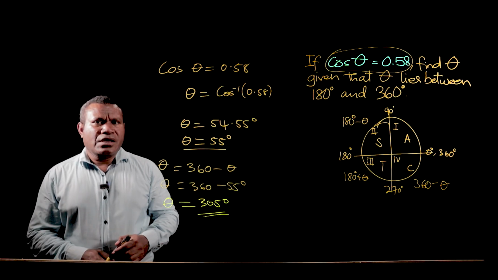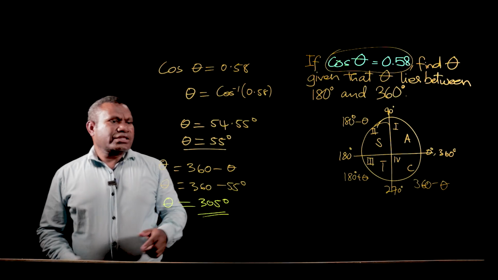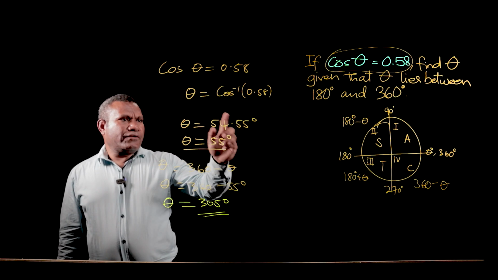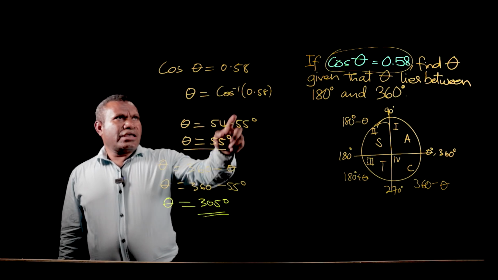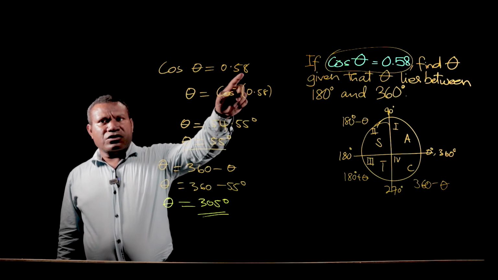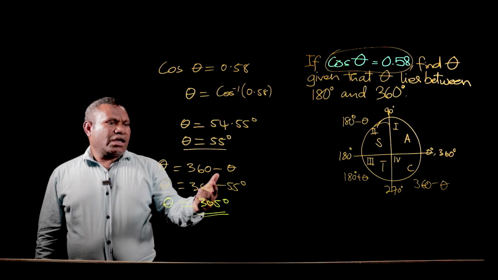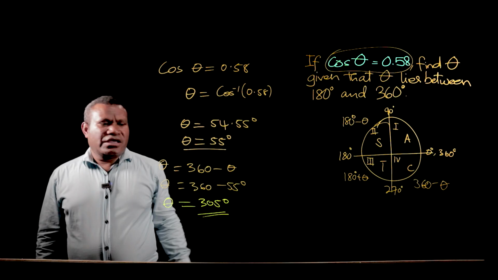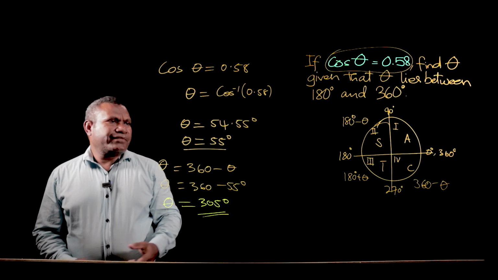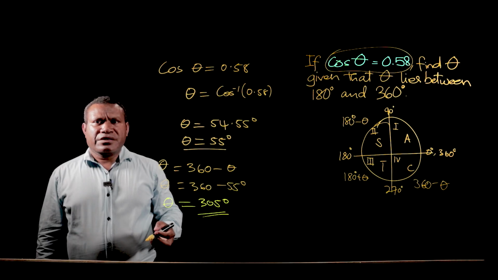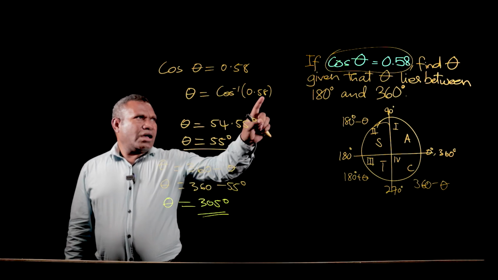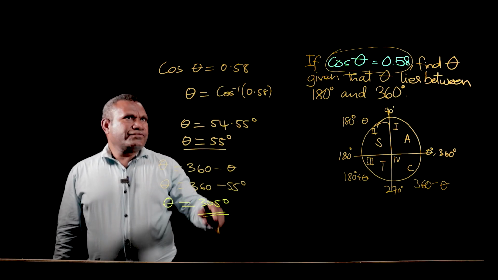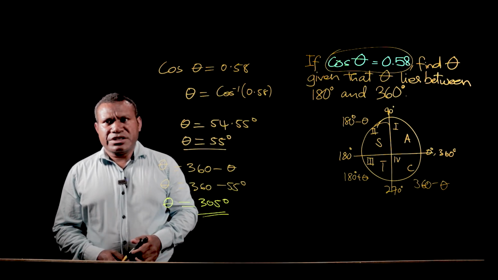Now, if you want to prove that your answer is correct, you can also use your calculator and enter cos of 55 degrees. You will get approximately 0.58. Or if you evaluate cos of 305 degrees, you will end up with the same result. That shows that your answer is correct. Thank you. That's how we solve a question like this, using the idea of quadrants that you have learned to find the value of the unknown theta.